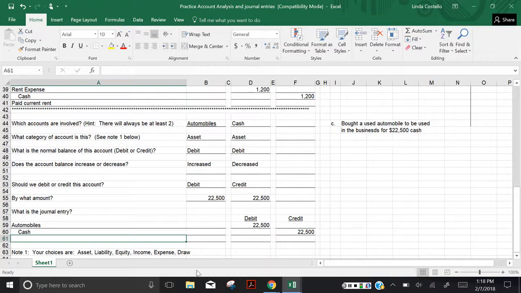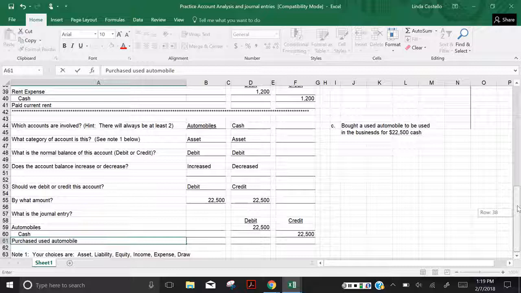And a brief explanation. Purchased used automobile. And in the real world, I'd know whether that was a Chevrolet or a Ford Focus or a Toyota. So I would put down the actual make of the automobile, in case we have several cars, then I would know how much we paid for the Toyota versus the Chevrolet. So those are the 3 journal entries for those business transactions.